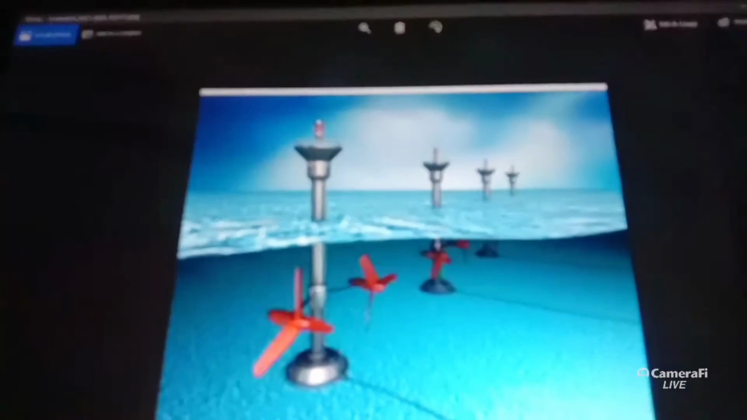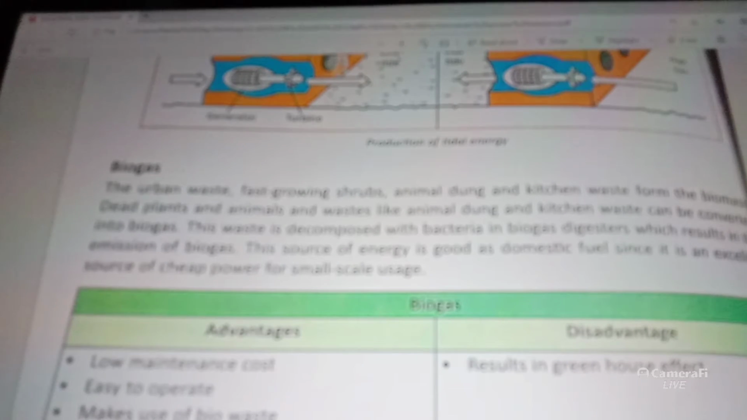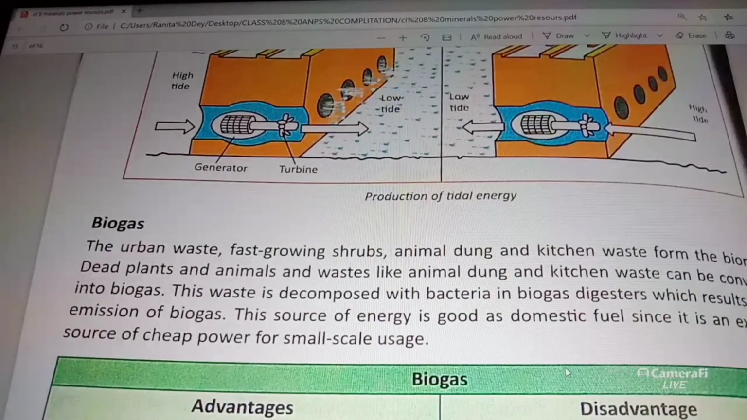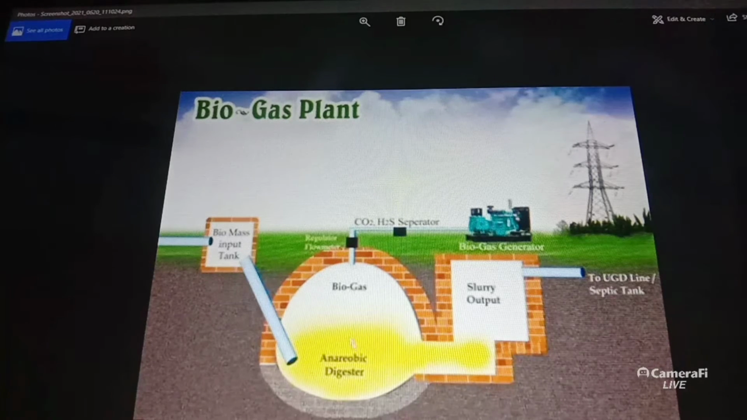I will show you from that particular image, and then these things will be clear. You can see this from here. Have a look, biogas plant, right?